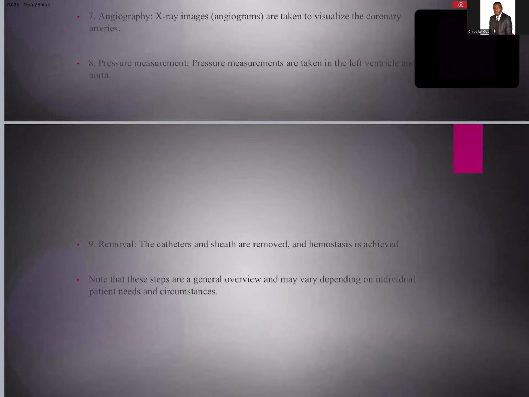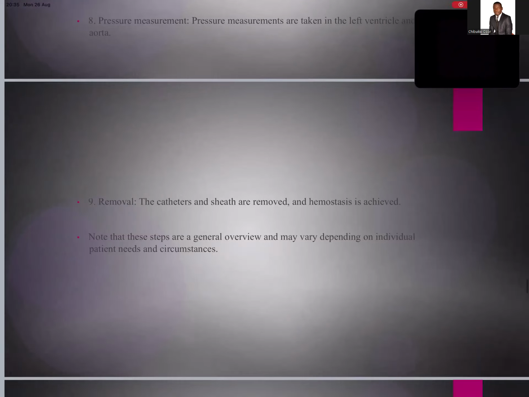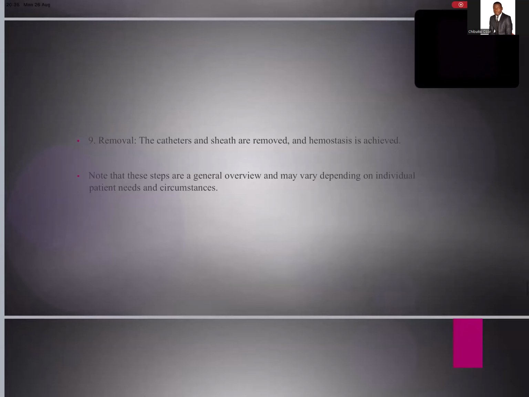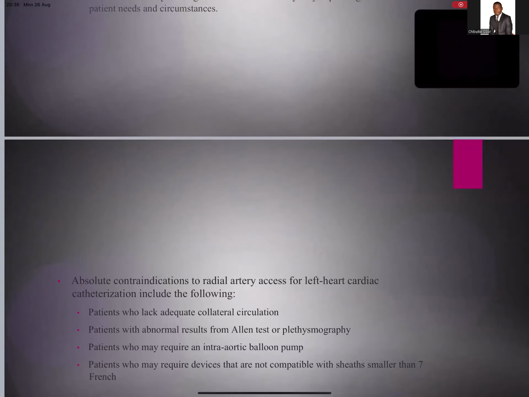It's also important to note that the steps are a general overview and may vary depending on individual patient needs and circumstances. And then, if we're going to do a radial access, it is usually advised to have a radial puncture at about 2 to 3 centimeters above the wrist crease, where the artery is best palpable. And then if you want to do a subsequent attempt, it should be at least 1 centimeter proximal to the initial puncture site.